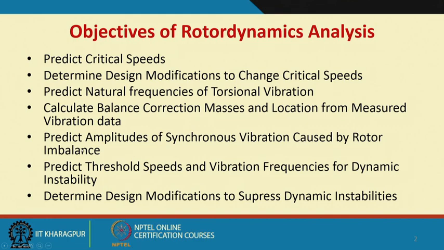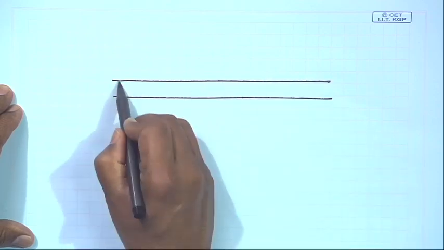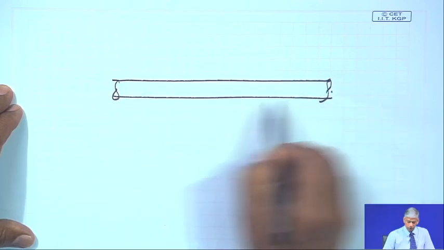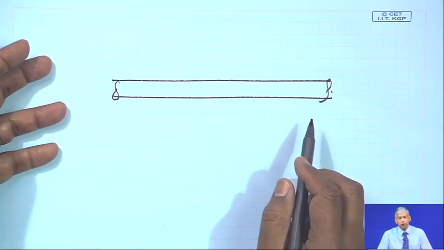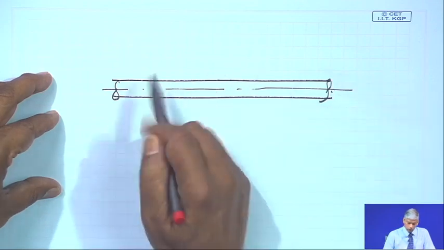Okay. Now, what happens in rotordynamics? We also would like to find out the amplitudes of synchronous vibration caused by rotor imbalance and predict these threshold speeds and vibration frequencies for dynamic instability. So, I just explained with a 1 degree of freedom system, but you will see these shafts are strictly not rigid. If they were rigid, they would not have any deflections. Okay. So, they are elastic. So, that is why they deform.